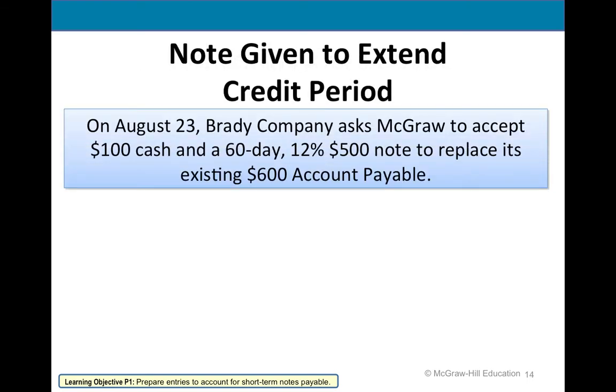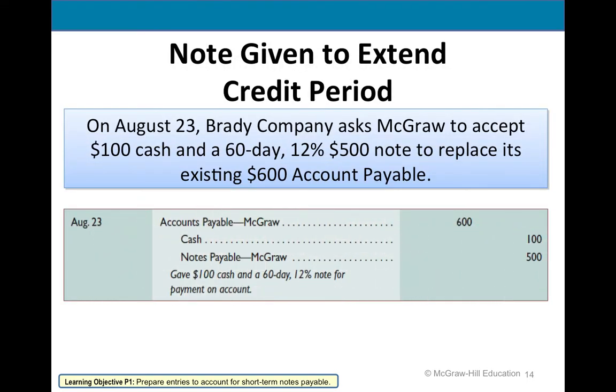A lot of times you replace your accounts payable with a note payable. You say, all right, I'm replacing my accounts payable with the notes payable because the big difference now is, you want an extension. They say, okay, no problem, extension. But in the meantime, you pay 12% interest. So the accounts payable is off your books. Now, if you notice you owed $600, you credit cash for what you paid, but now you have a notes payable. You have a liability to McGraw here.